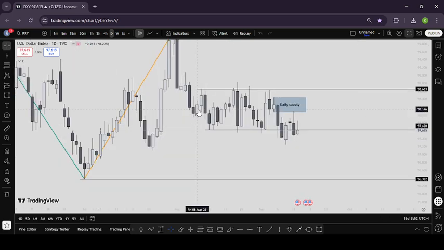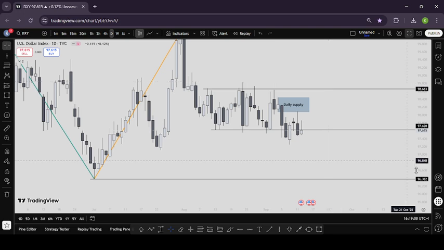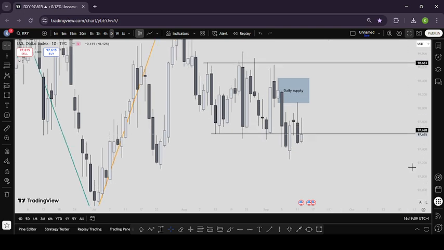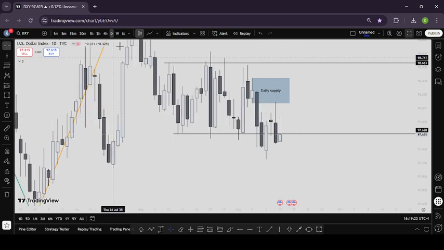So since August up until now in September, the DXY has been consolidating in this range, but finally price broke out, came back, tapped into this supply zone on Thursday.